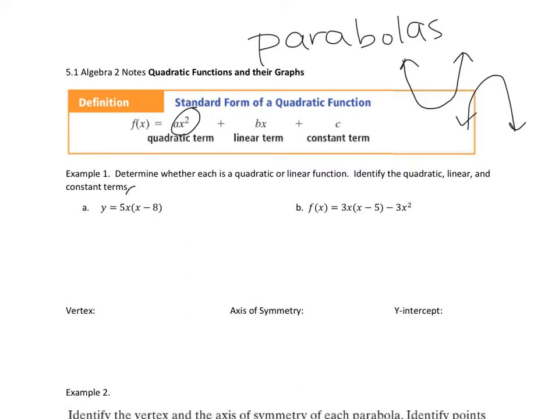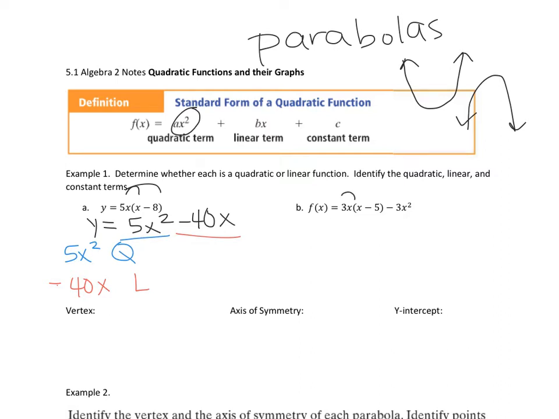I'm going to do the distributive property on here, and I'm going to have y equals 5x squared minus 40x. So the 5x squared is the quadratic term, and the negative 40x is the linear term.